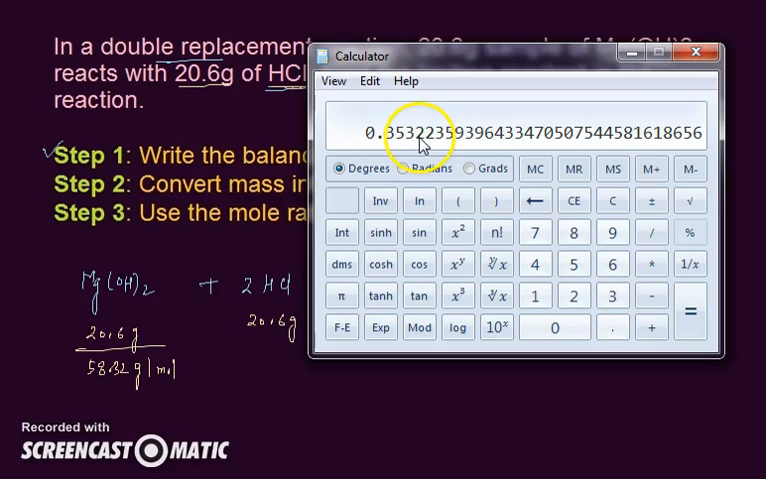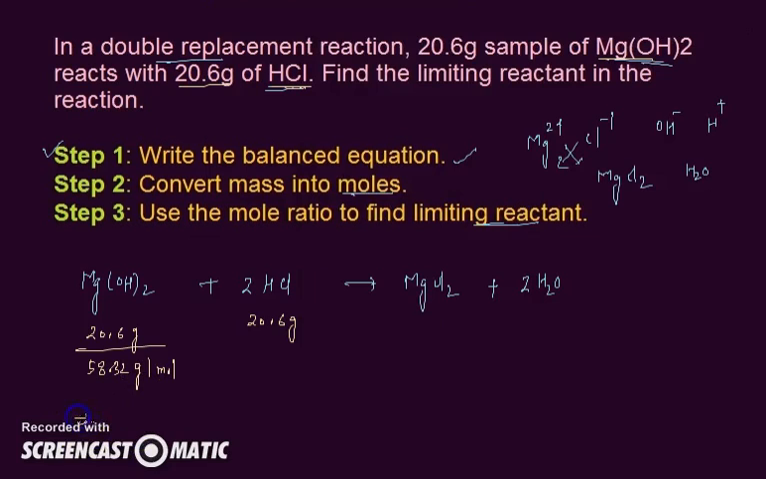Now we look at the digit next to 3, that is 2. 2 is smaller than 5, so we round down. We get 0.353. Remaining digits become 0. Here we have 0.353. These are the moles of magnesium hydroxide given in the problem.